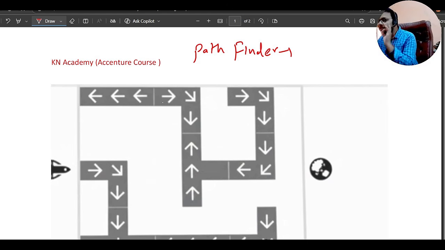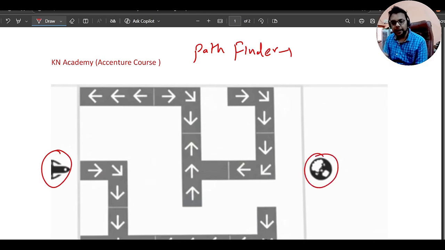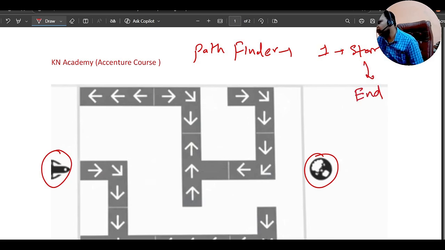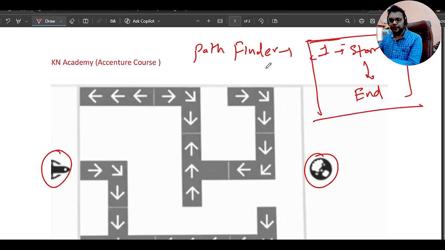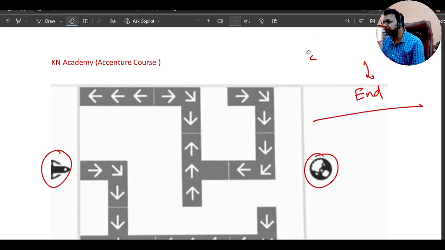It's a Pathfinder game where you will have a start point. So this is your start point and this is your end point. You need to make a path from the start point to the end point. This is your end goal. I hope the goal is clear. We need to reach the end point starting from the start point. Now how will we reach there?